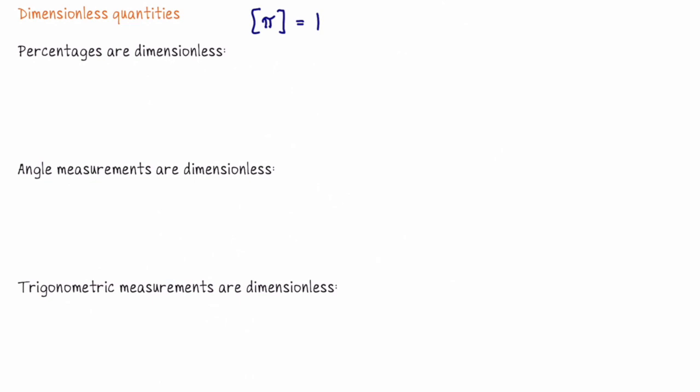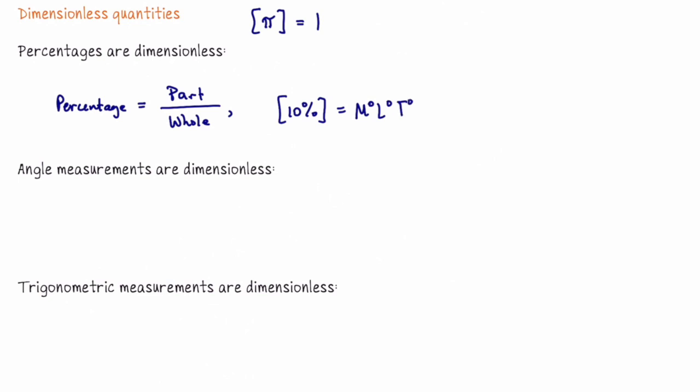Percentages are dimensionless because a percentage is a part per whole, and the part and the whole have been measured using the same unit. So it could be like I've run 4 kilometers out of 7 kilometers. Or more likely, I've eaten 4 cookies out of 7 cookies. But once you set up that ratio, you have a ratio of like quantities, you're left with no dimension. So if you're trying to analyze something like 10%, you would say that's M to the 0, L to the 0, T to the 0, or just 1.